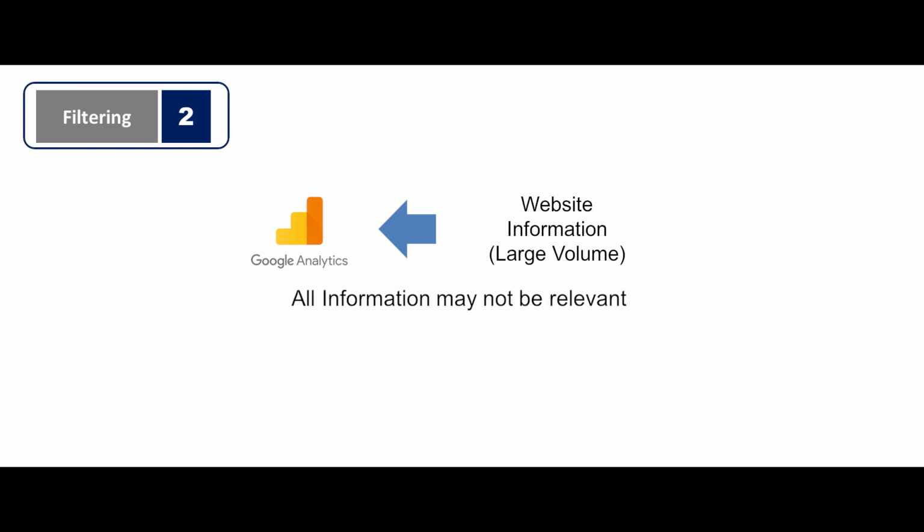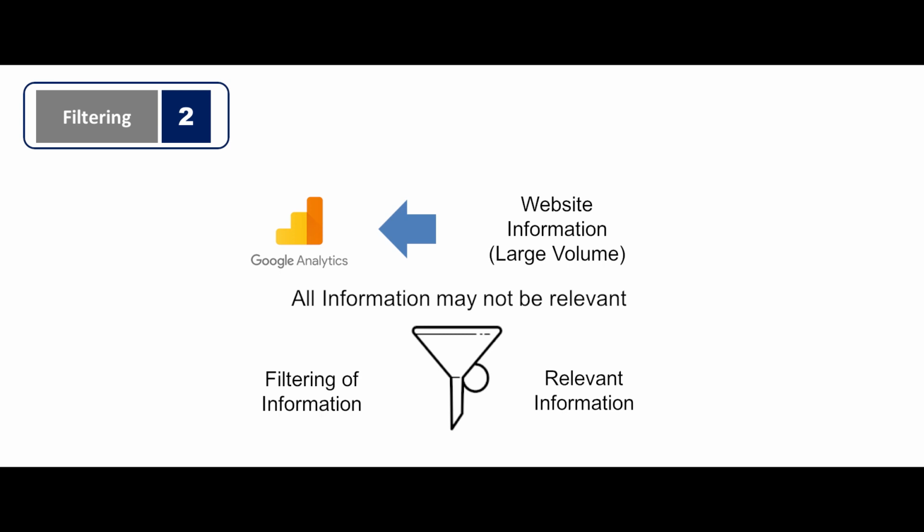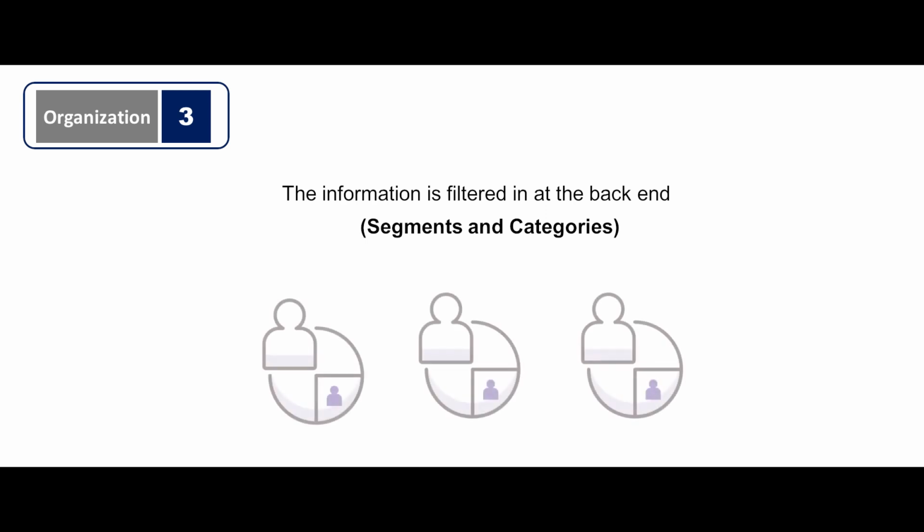The next phase is filtering. Google Analytics collects a lot of information from the website and in a very huge volume. But all the information may not be relevant for the marketers and other users. So in this stage, Google Analytics filters the information and keeps the relevant information only for further processing. The third phase is organization. The information is filtered at the back end and Google Analytics organizes this information into various meaningful segments and categories. There are a number of categories in which the information is classified.